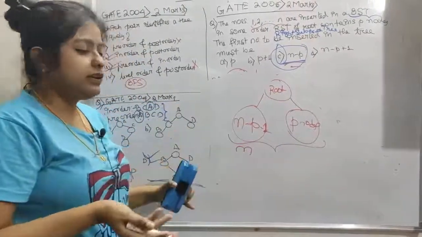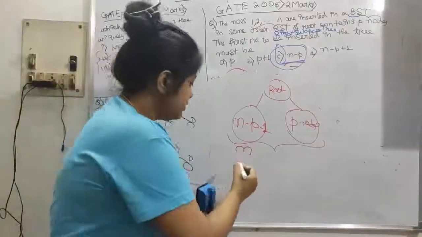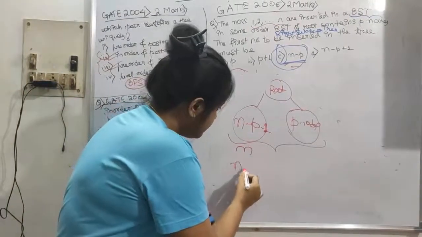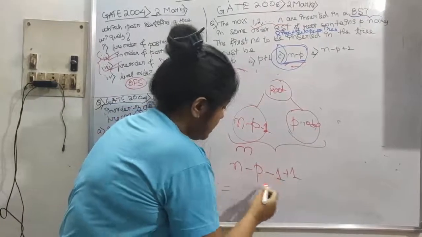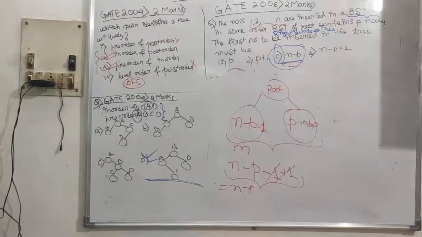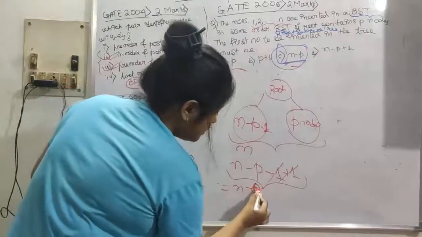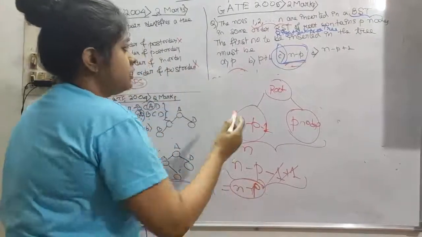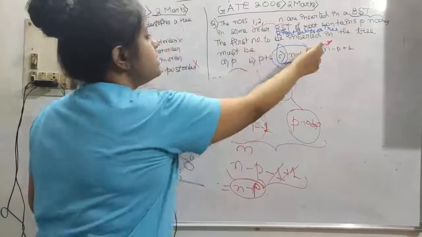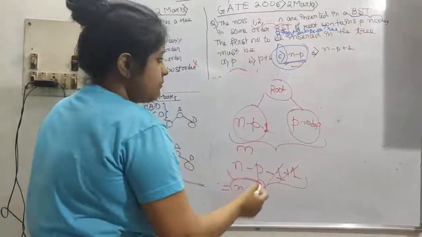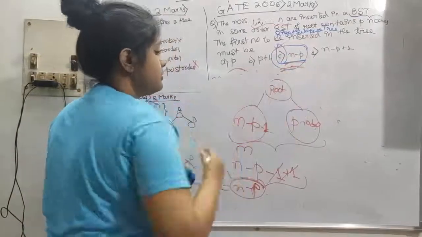So what will be the next node which will be inserted? So let's see, n minus p minus 1, just plus 1, add 1. So the first node to be inserted in the tree must be n minus p. So this is our answer.